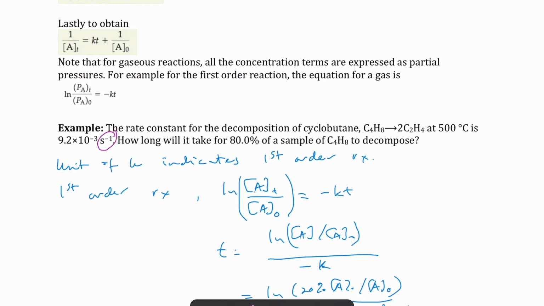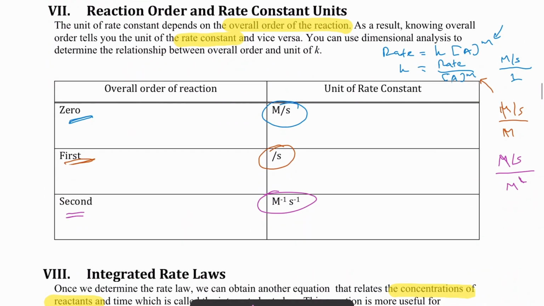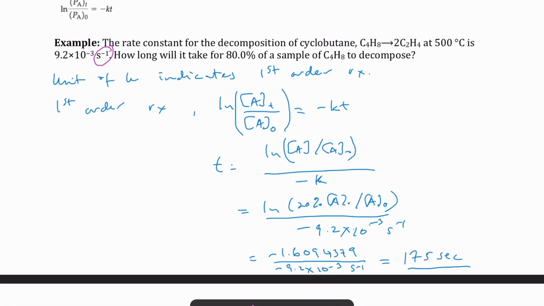So what we need to do then is look at the question and see what the rate constant unit is. The unit of the rate constant is per second. Per second is inverse time. If you look at that table, anything with inverse time would be a first order reaction overall. So that tells us that we have to use the first order integrated rate law equation.